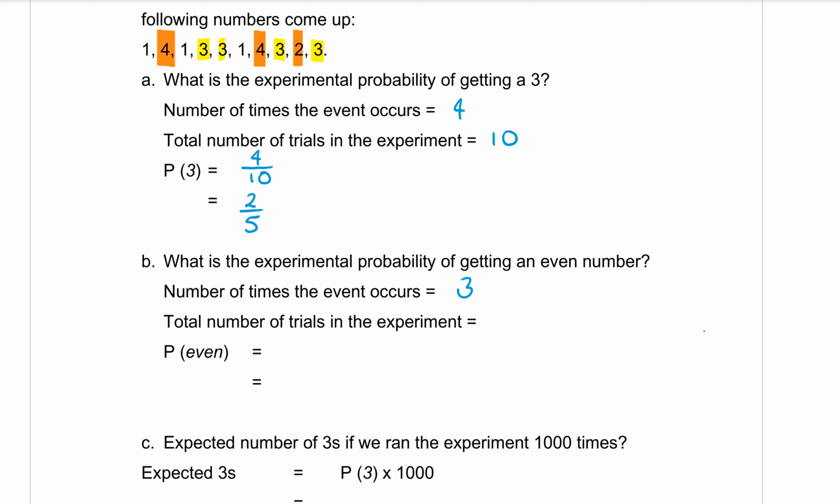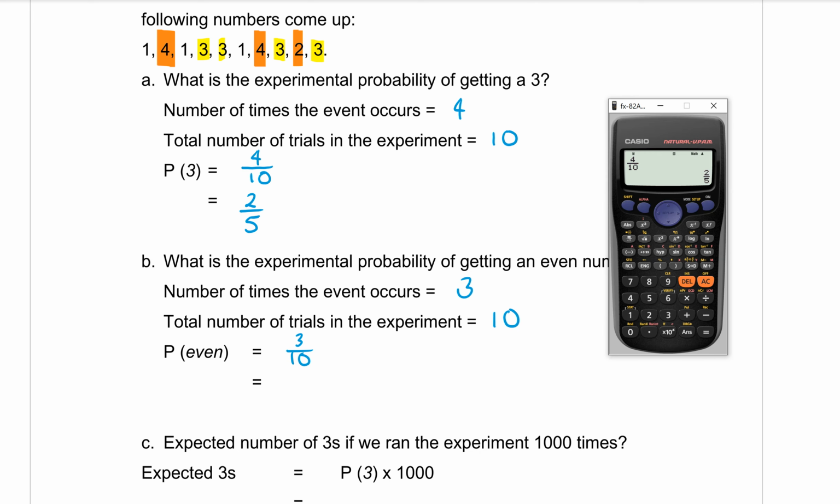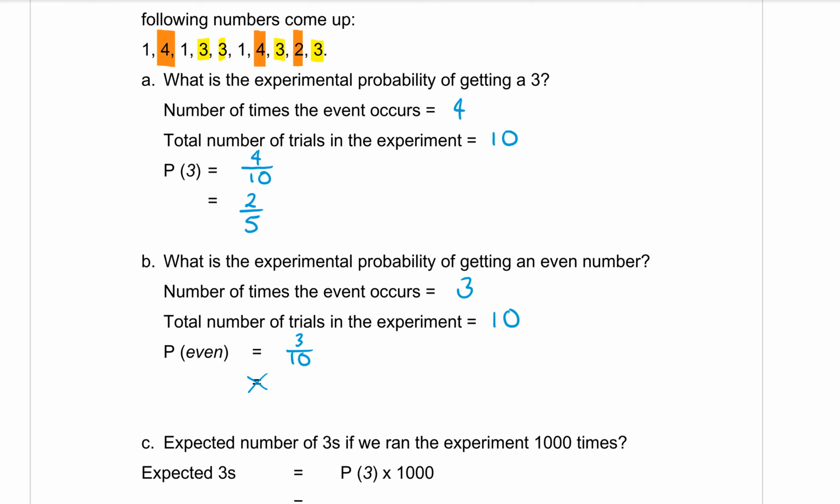Find the total number of trials, where that's still 10. So to write that as a probability, we would go 3 over 10. And we would check for simplifying. When I type that in though, 3 over 10 does not simplify, okay? So we don't actually need that second equal sign. 3 over 10 is the best answer.